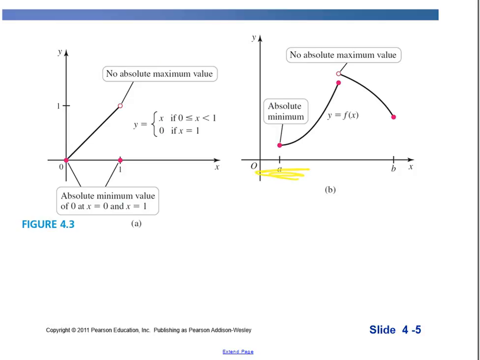Now, on the second function here, we have an absolute minimum at a, because that's the lowest height that we have. Now, it looks like our biggest height is here, but you notice that's an open circle, so the function's actually not including that particular point, so we have no absolute maximum value.